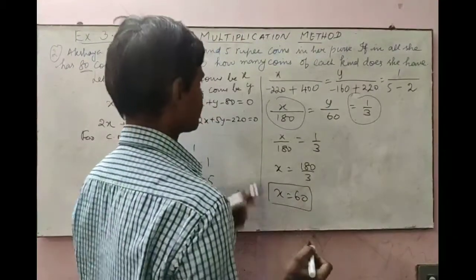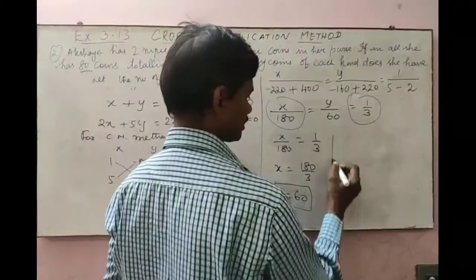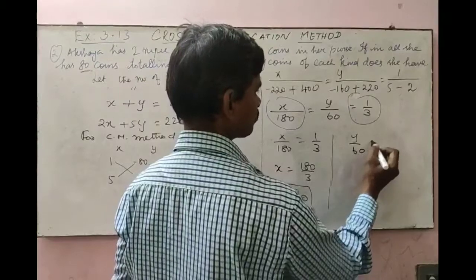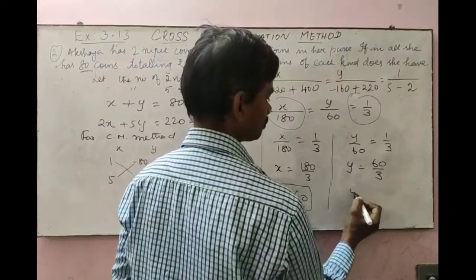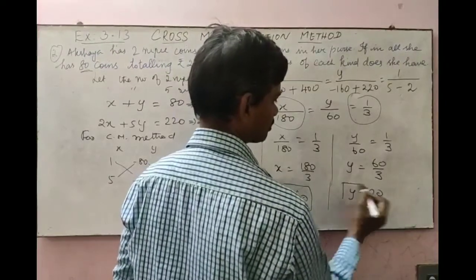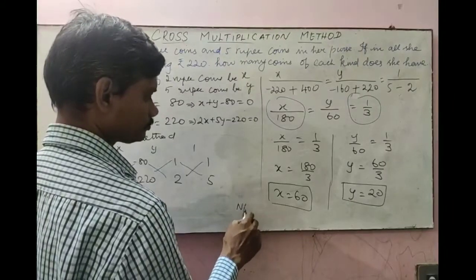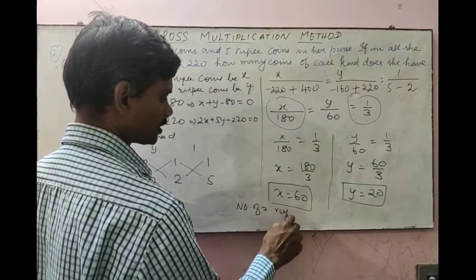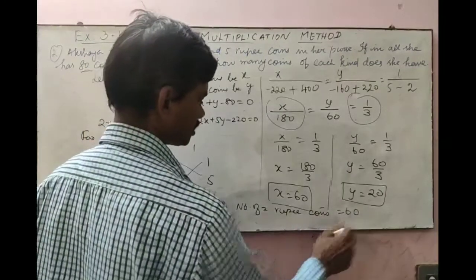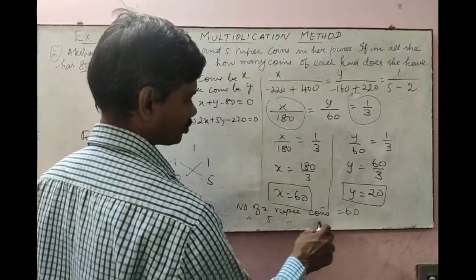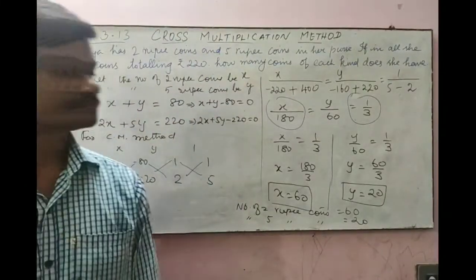So there are 60 2 rupee coins in the purse. Like that, y by 60 is equal to 1 by 3. y is equal to 60 by 3. On simplification you will get 20. So the number of 2 rupee coins is equal to 60 and the number of 5 rupee coins is equal to 20. So these are the values.